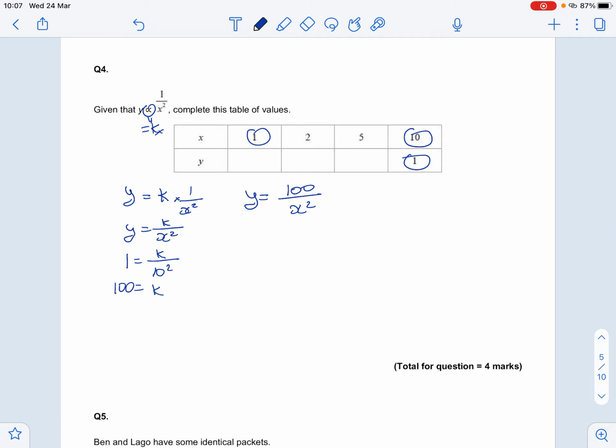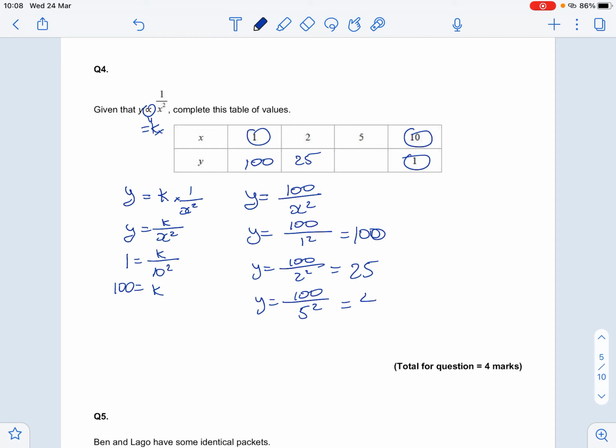So the first one is when x equals 1. So 100 over 1 squared, which is just 100. 100 over 2 squared, which is equal to 25. And the next one, 100 over 5 squared, which is equal to 4.